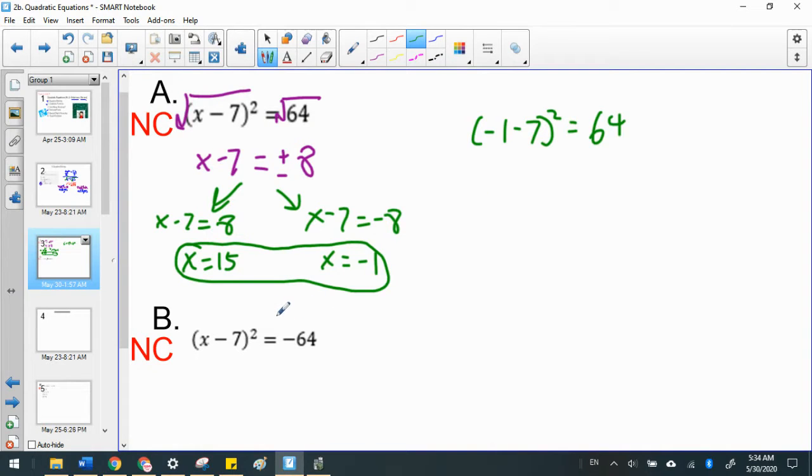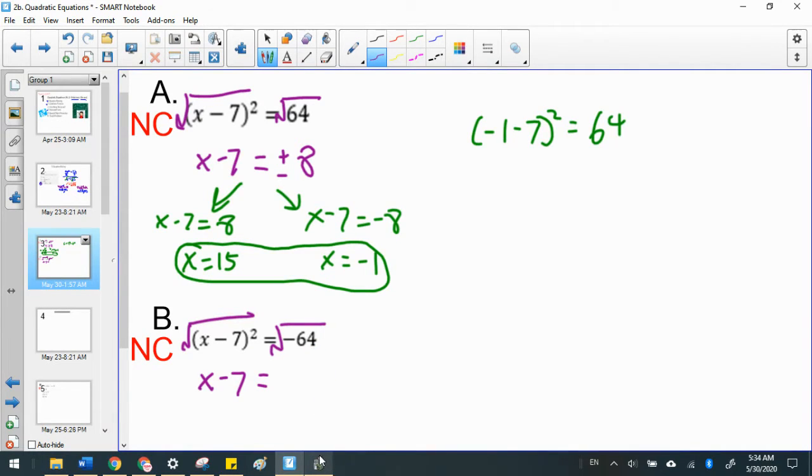And now for part B, notice that this time I have the same part on the left side, x minus 7 squared, and on the right side, instead of positive 64, I have negative 64. So in terms of getting to x, the first move is exactly the same. We're going to need to be square rooting both sides of the equation. So the left side, we just get x minus 7. On the right side, I should get the square root of negative 64.